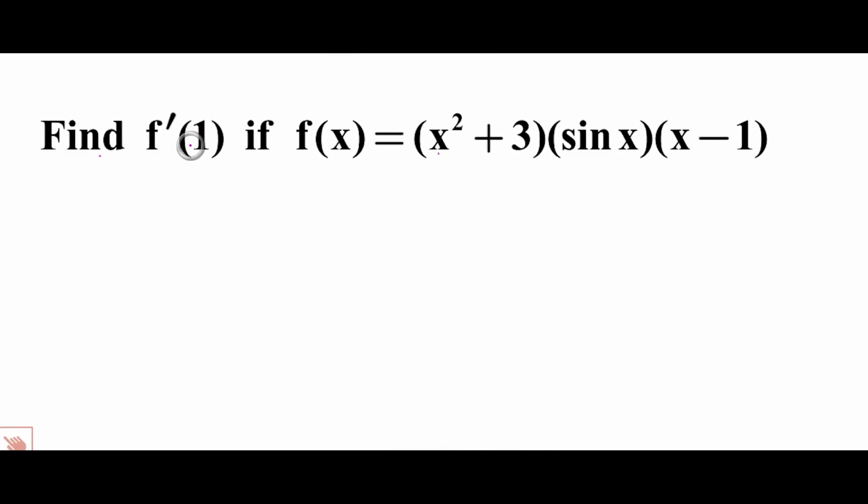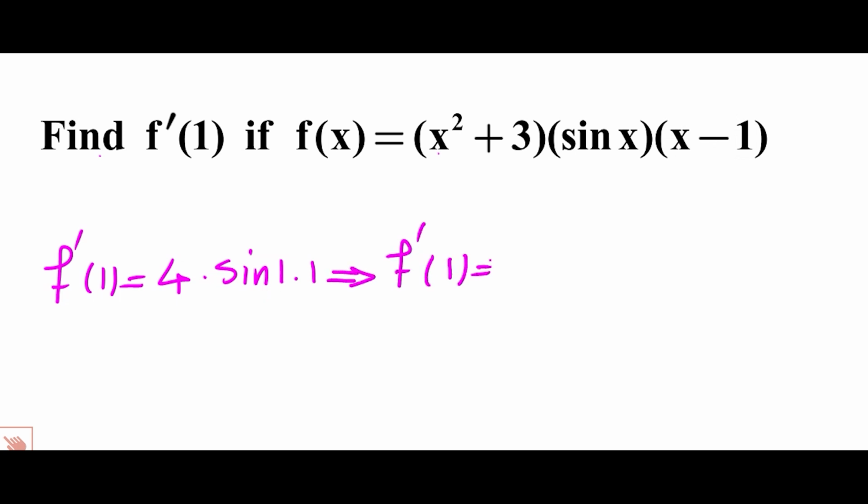Number 2, find f prime of 1 if f of x is equal to x squared plus 3 times sine of x times x minus 1. At x is 1, x minus 1 becomes 0, so that part is the only part we really need to differentiate, and then for the rest we just plug in the value of x. So f prime of 1 is equal to 1 squared plus 3, which is 4, times sine of 1, times the derivative of x minus 1, which is 1. So we have f prime of 1 is equal to 4 sine of 1.